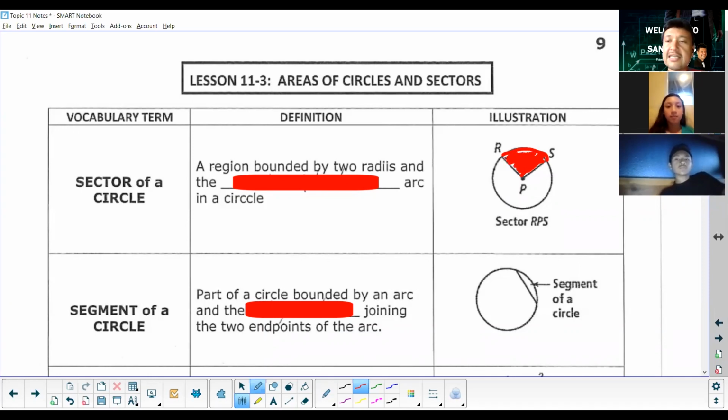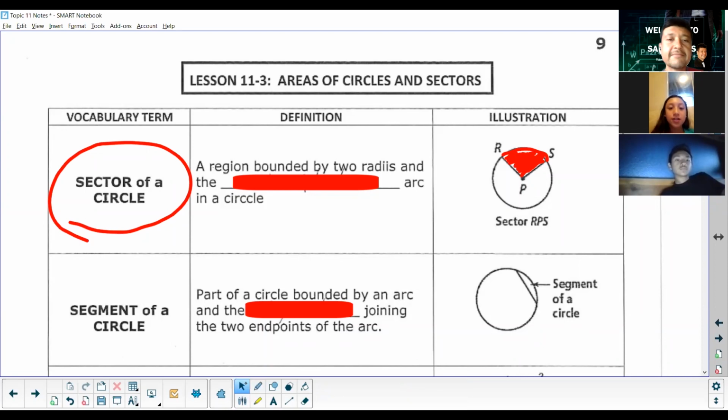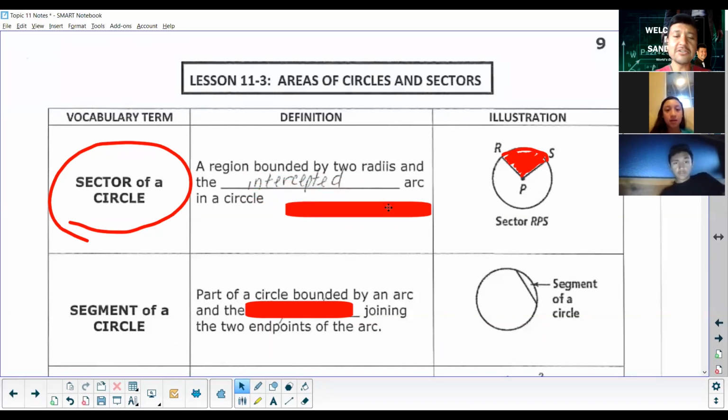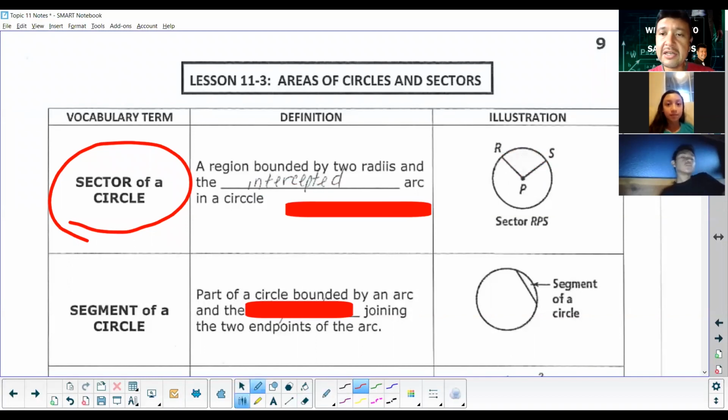So with that, Celeste, why don't you go ahead and read the first vocabulary term? Sector of a circle. A region bounded by two radii and the blank arc in a circle. Does anybody know what that blank is? The intercepted arc. And the reason it's intercepted is this: this arc right here is being intercepted. That's how we know that it's stopping, like it goes from there to there. That's what intercepted means.